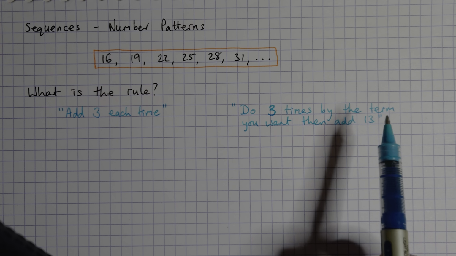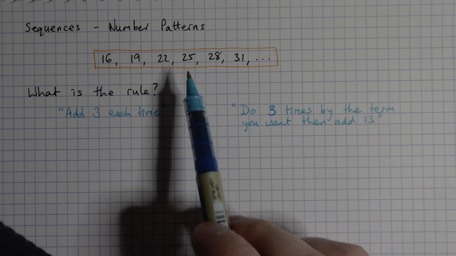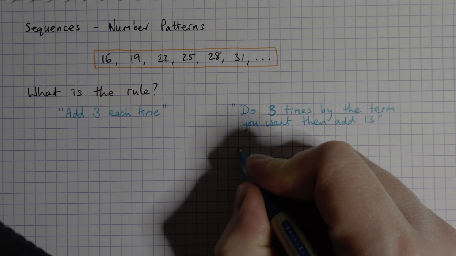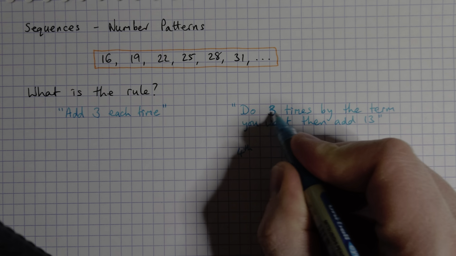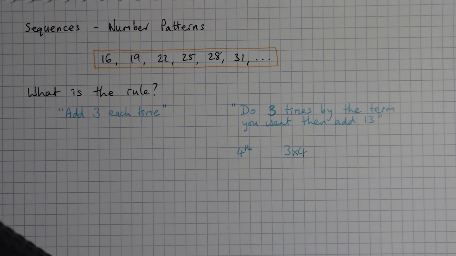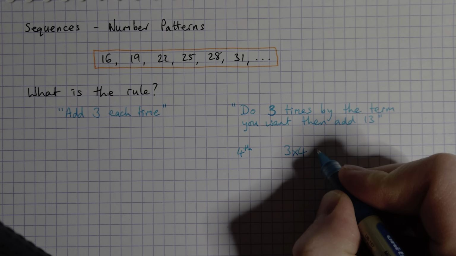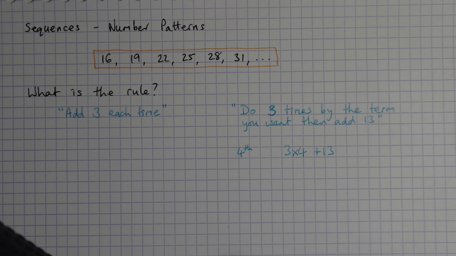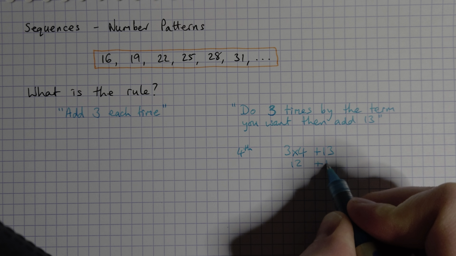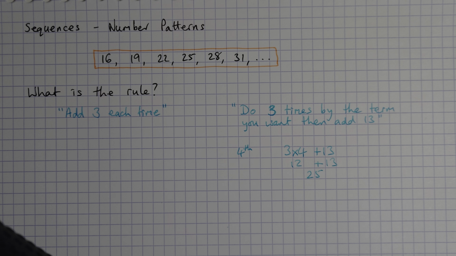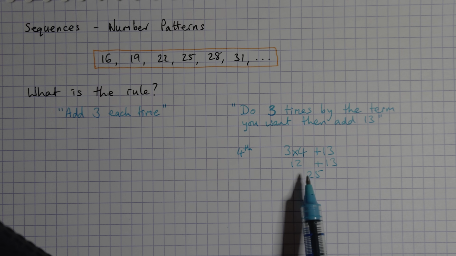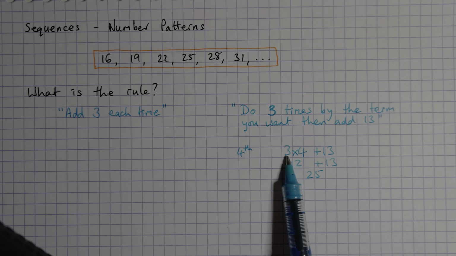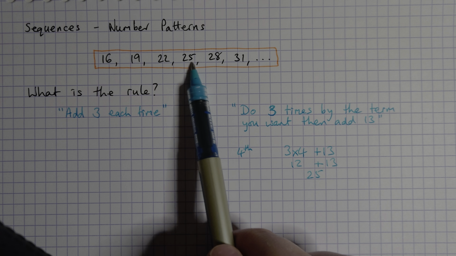Do 3 times by the term that we want. Well, if I want to work out the fourth term, then the term I want is 4. So 3 times the number 4, the fourth term, and then add 13. Okay, well, 3 times 4 is 12. 12 add 13 gives me 25. Yes, that does seem to work, doesn't it? So we've just worked out the fourth term by multiplying 4 by 3 and then adding 13. And yes, that did indeed work.